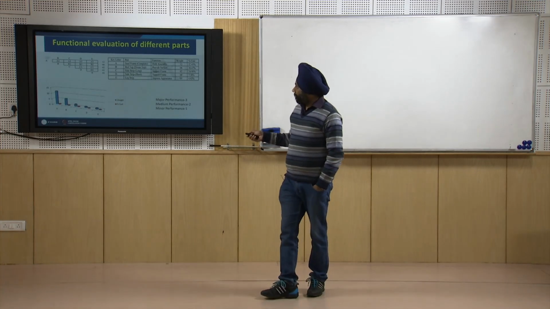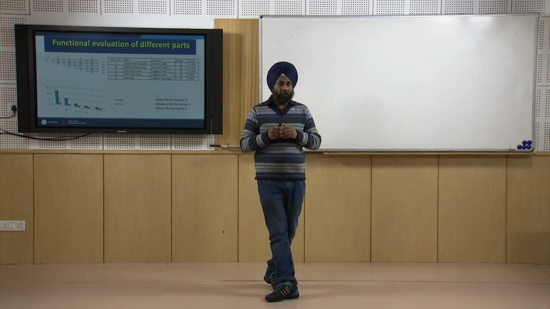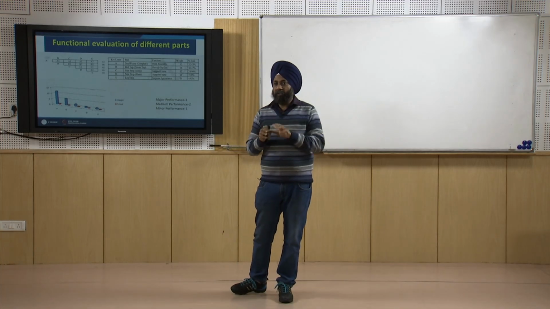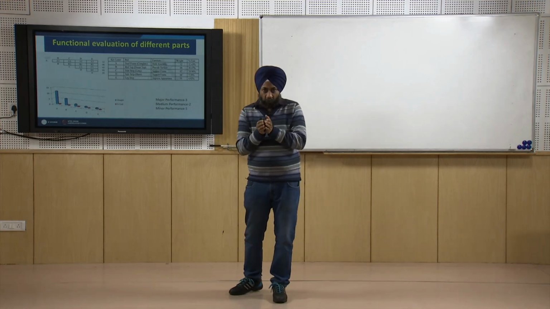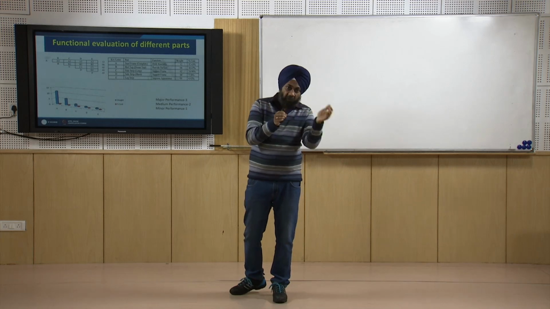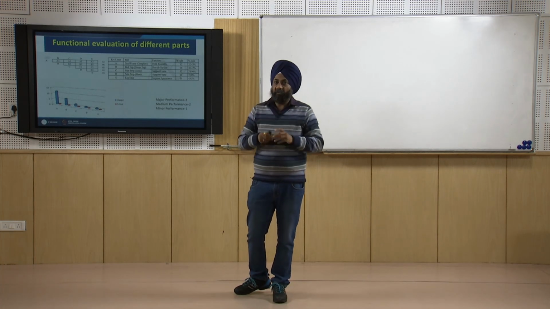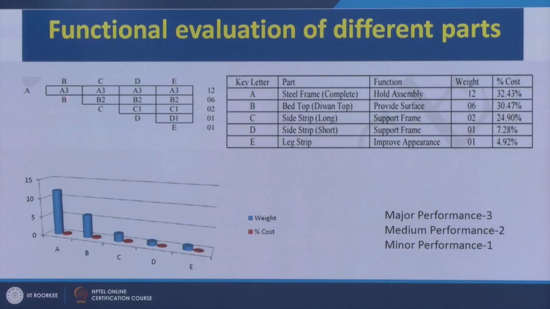The next stage is the functional evaluation of different parts. Now in case of a Divan, because of the paucity of time, we were not able to discuss value engineering in totality. So there is a term called interacting functions. One particular product is not only performing its own function, but it is also helping the other parts or products to perform their function. So there will always be interaction between the various parts, and that has been studied here. We have tried to see how A and B are interacting, how A and C are interacting, and how A and D are interacting.